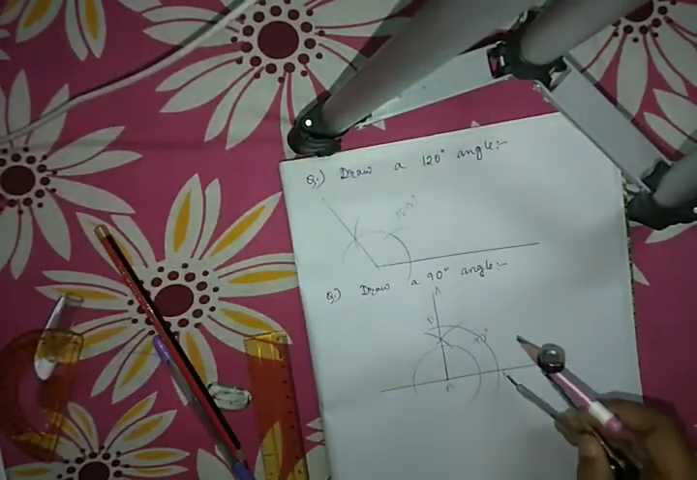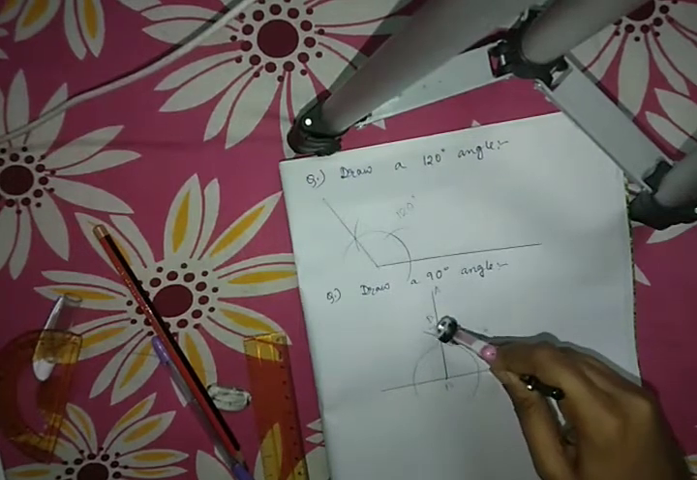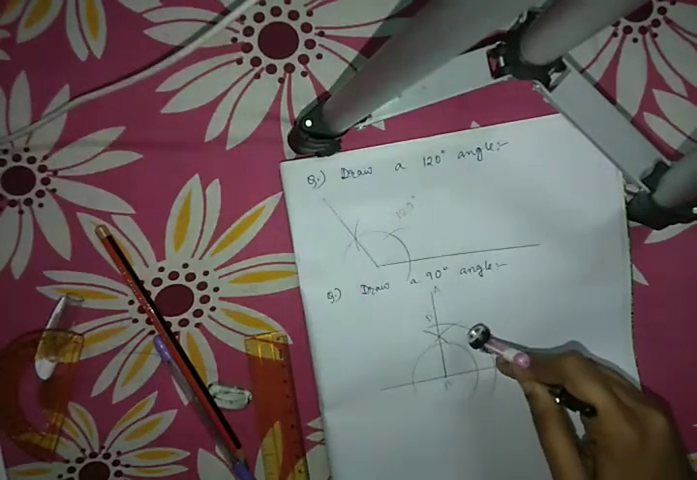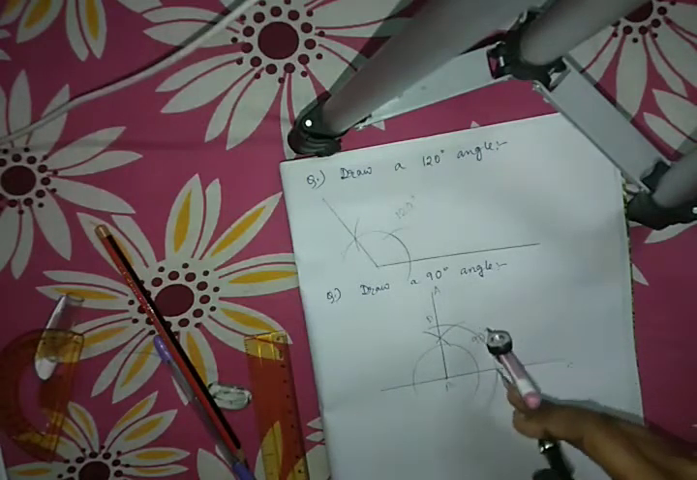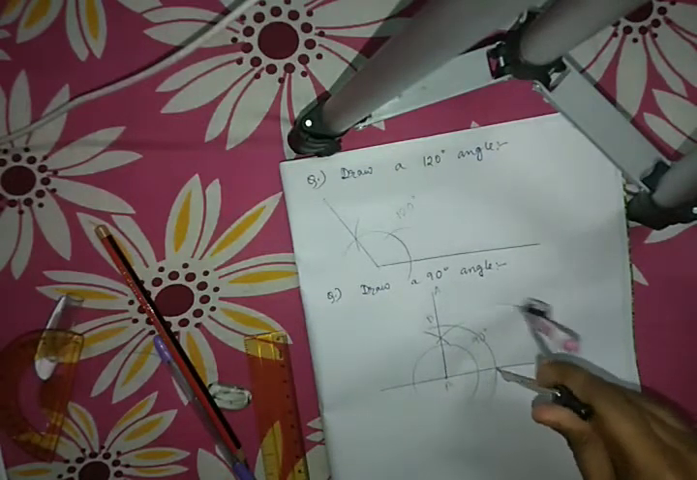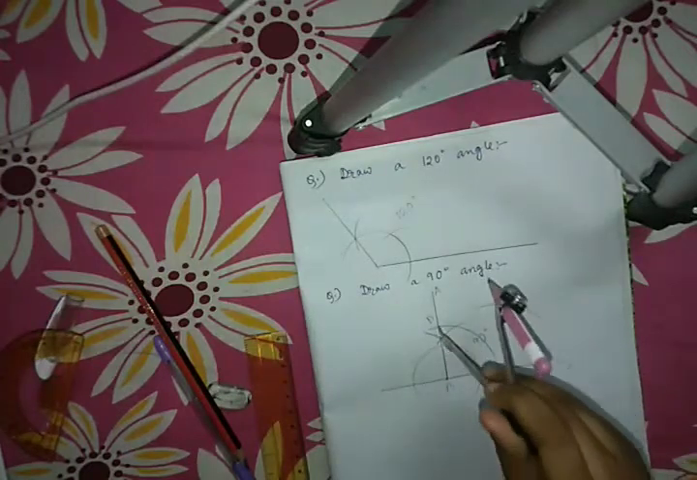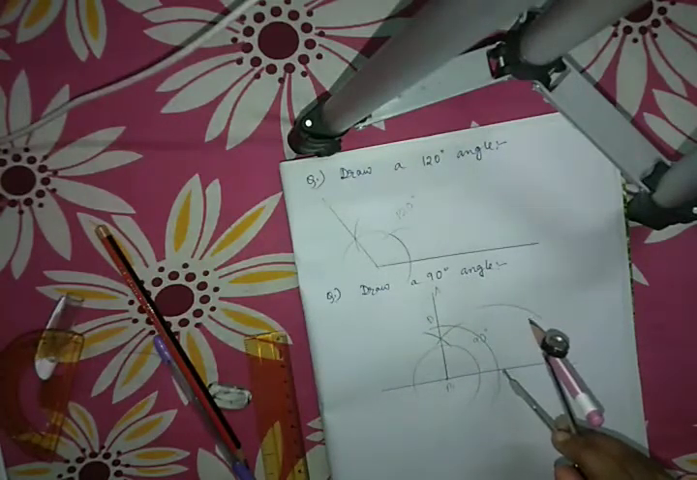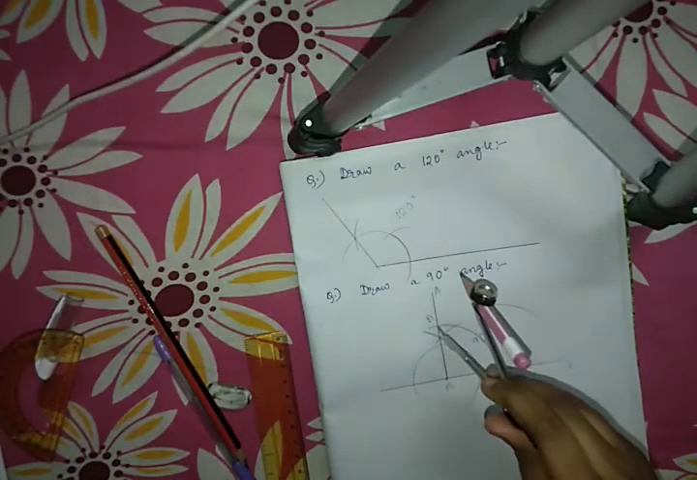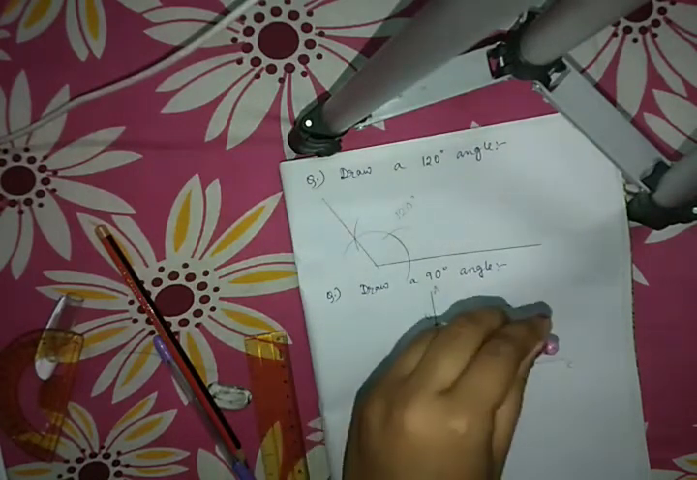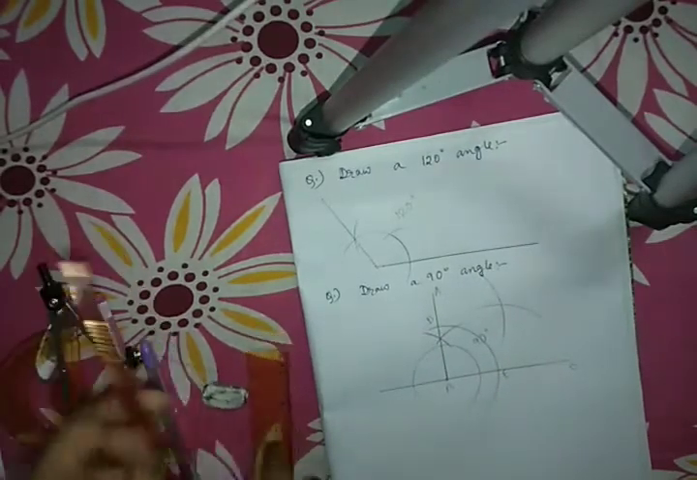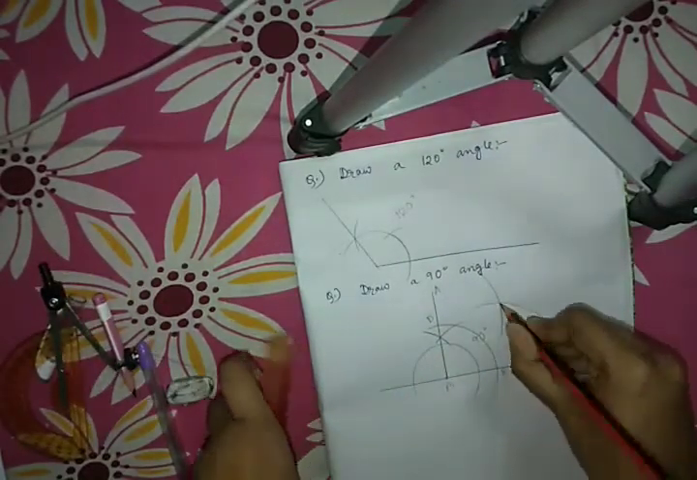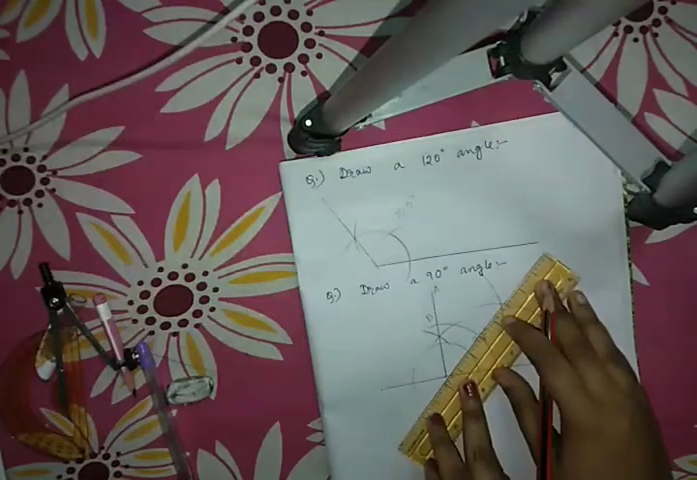So now we will take more than half of ED. This much radius, more than half of ED we will take, and then we will draw an arc here. And now we will put the pointer here by putting it on E first. Then put it on D and with the same radius draw another arc. So these 2 arcs are intersecting in this point. Now join them.